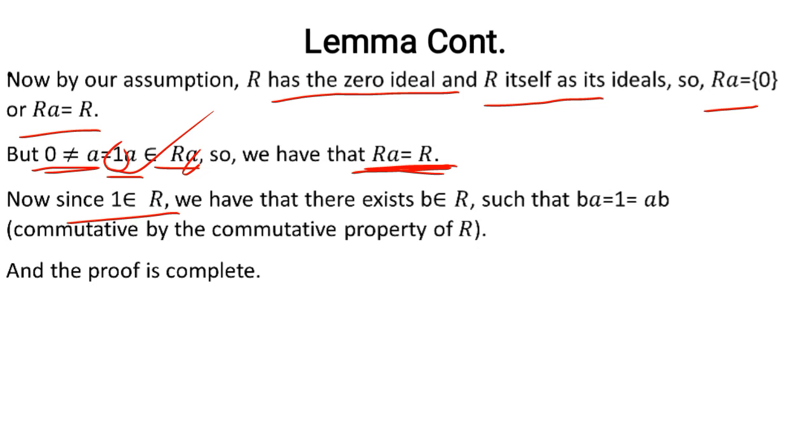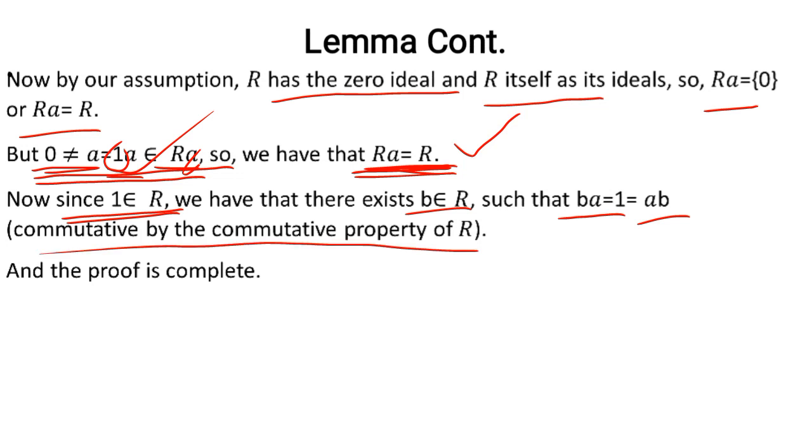We have seen now that A lies in RA, right? And RA is equal to R itself. So we've shown that our ring is actually this. Now, since 1 lies in R, we have that there exists a B in R such that BA will be equal to 1 and 1B equals AB. How did we get that? From our proof here, okay? By the commutative property of R, okay? And the proof is complete.